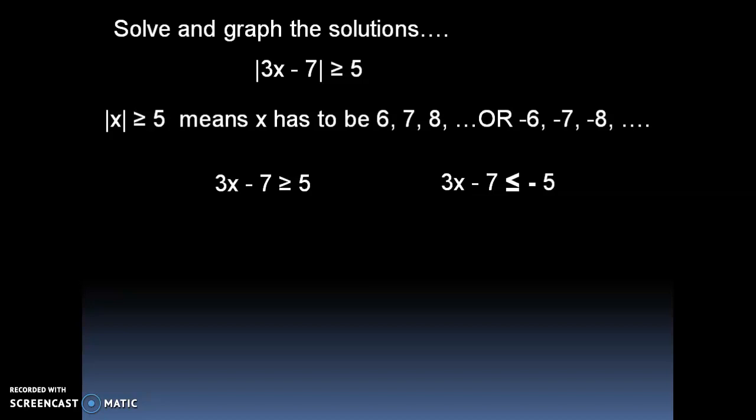Again, solving these equations, I'm going to let you go ahead and do the work. We should get x is greater than 4, or x is less than a positive 2/3. And again, if you were to check these solutions, they would both work.